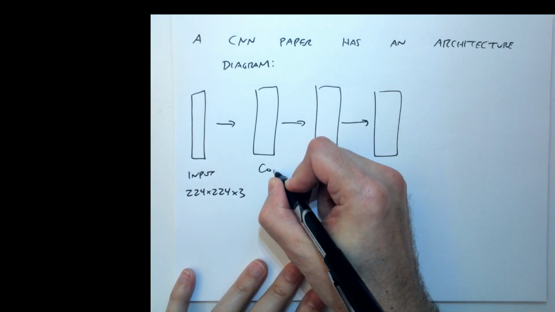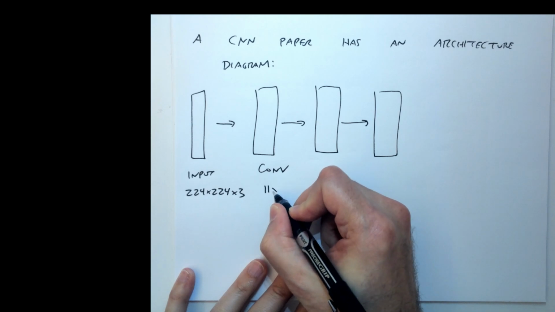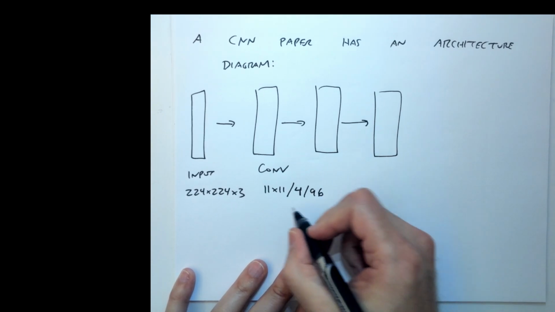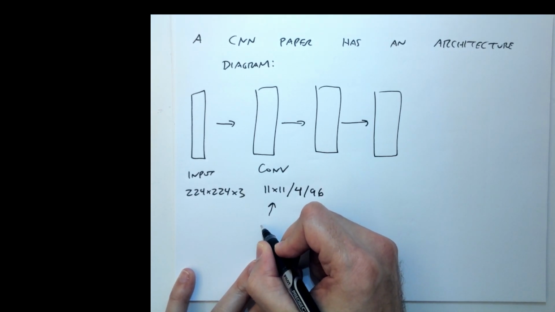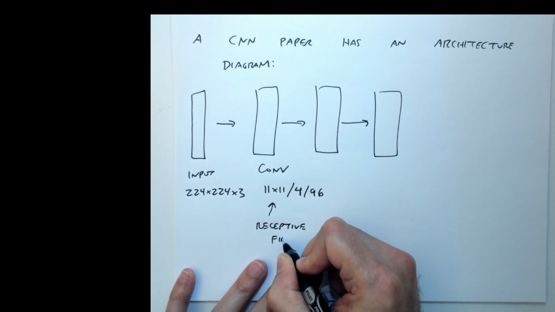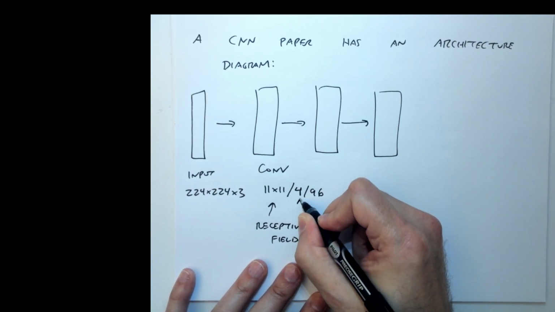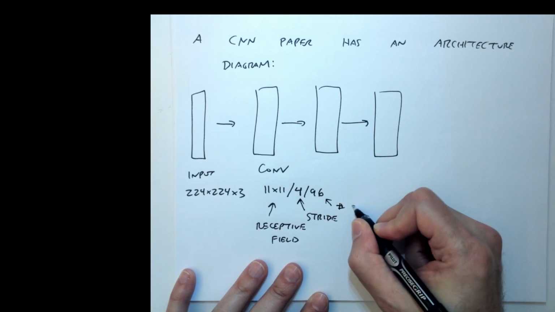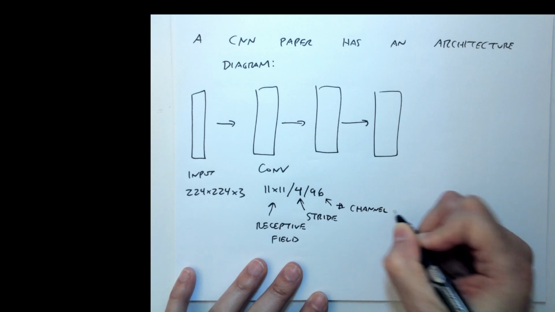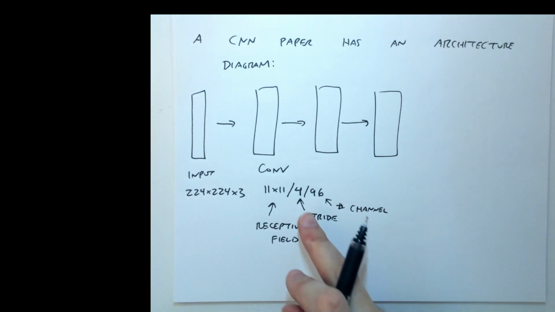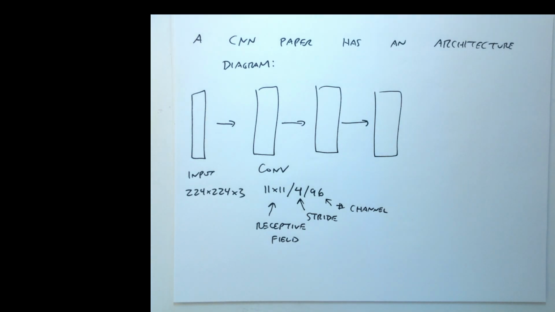Then maybe I have a convolutional layer that is 11 by 11 dash 4 dash 96. What does this mean? This is like saying I'm designing an 11 by 11 filter. Maybe this number tells me what the stride of that filter is, and this tells me the number of channels. So even though I'm just representing this by a box, I'm actually learning 96 11 by 11 filters, and I'm telling you how I'm applying them with this stride number, right?